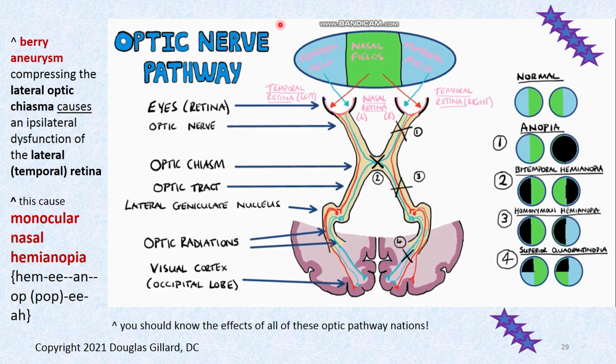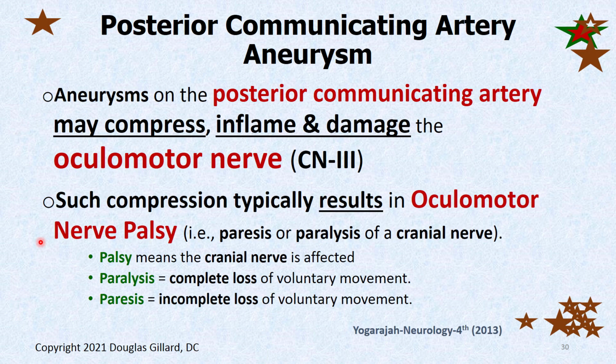I'll draw it here. Lateral retina, there's the wiring, and this wiring does not cross over, right? So if you crush this, there goes the lateral retina, and there goes your ipsilateral nasal field vision. See how that's called? And that, of course, has a name. That's called monocular nasal hemianopia. Hemi means unilateral, anopia means can't see, and it's the nasal visual field. Got it? Make sure you know that.